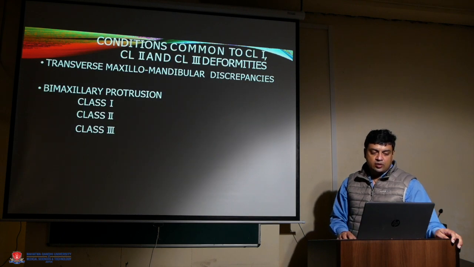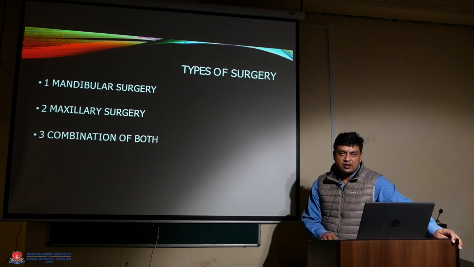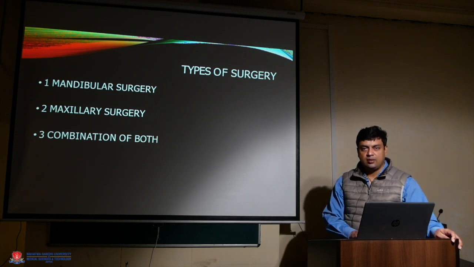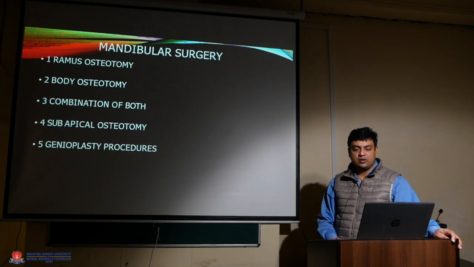And conditions common to class 1, class 2, class 3 are transverse maxillomandibular discrepancies and bimaxillary protrusions, class 1, class 2 and class 3. So types of surgery, we have mandibular surgeries, maxillary surgeries and a combination of both. Today I'll be talking about mandibular surgeries. So mandibular surgeries, you have ramus osteotomy, body osteotomy, a combination of both, subapical osteotomy and genioplasty.